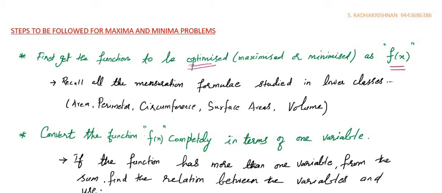For this, what do we need? I must know all the mensuration formulas that you studied in 10th standard. Understood? That is area, perimeter, circumference, surface area, and volumes. Mainly in our syllabus we have problems based on a square and a rectangle. Next we have the circle and semicircle.